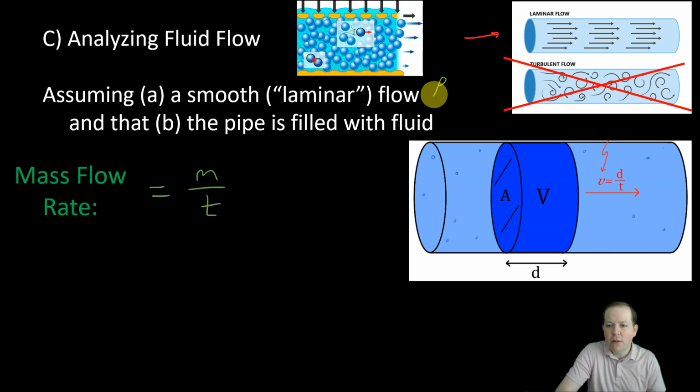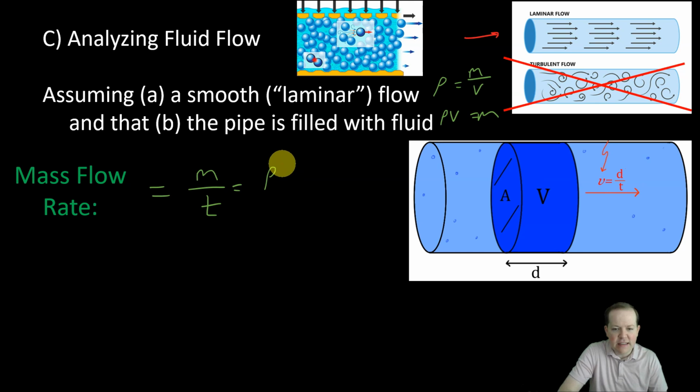Now, this is not written classically as m over t. Let's remember that we learned the equation for density. Density is how jam-packed the particles are in a given material. Density is mass divided by volume. So that means the mass of a substance is the density times the volume, how dense the liquid or gas is, and how much volume it's taking up. So instead of mass, I'm going to write density times volume divided by t. This V is the volume of my chunk of water.